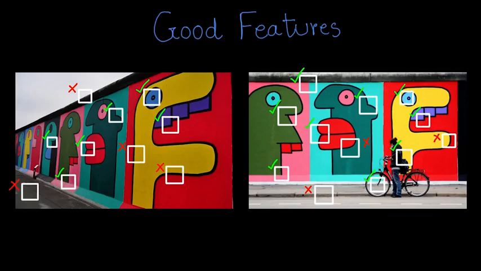So, what makes certain image regions good for feature matching and not others? Think about any common properties you can see. How would you define these mathematically? What makes a good feature?